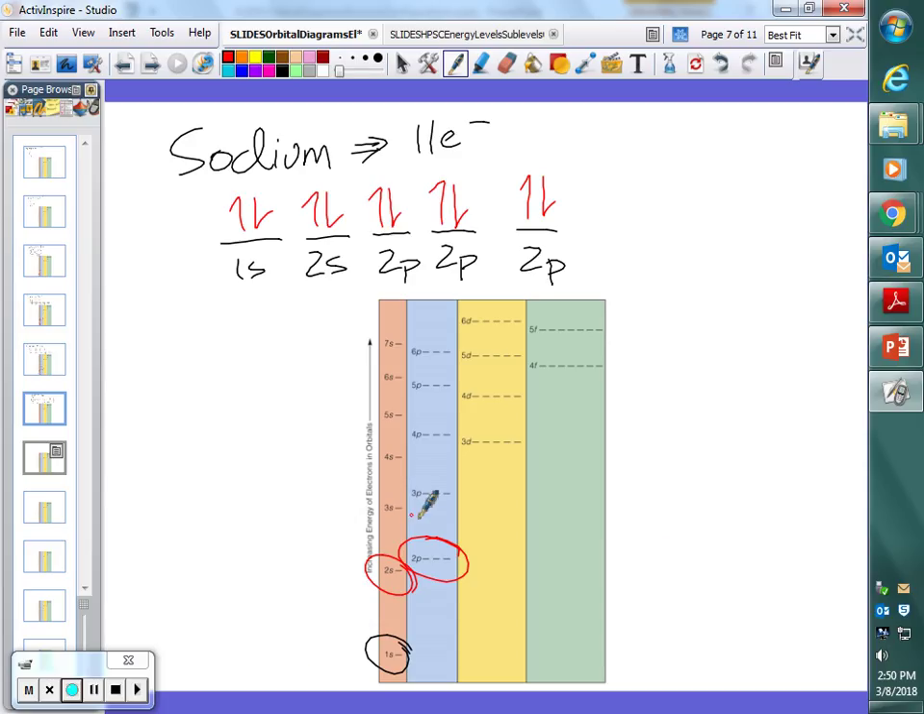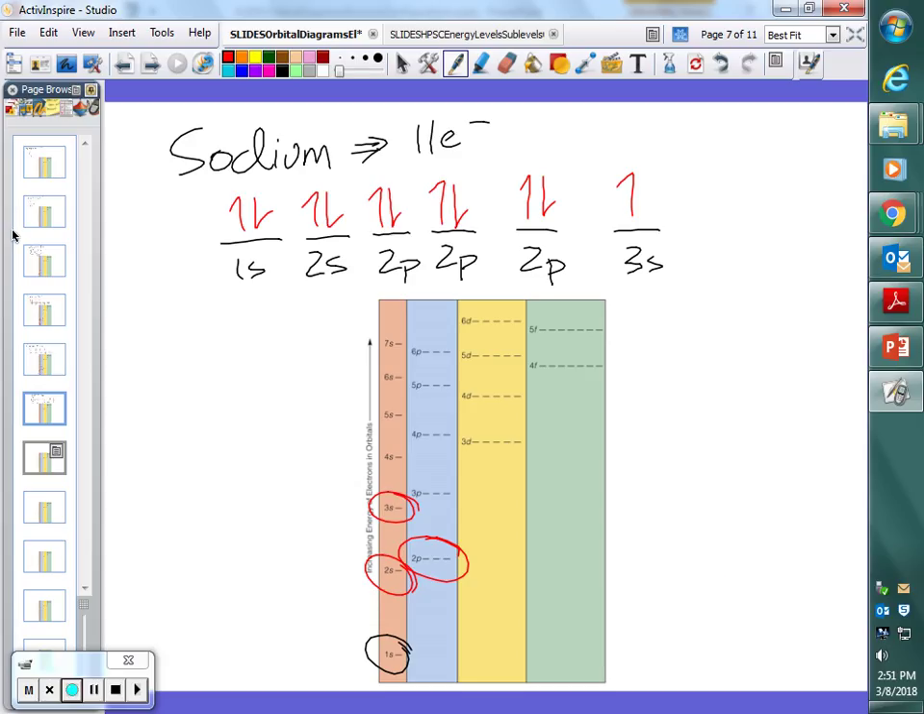The next one up on the list is 3s. How many 3s orbitals are there in this picture? Just one, right? The fact that it's a 3s orbital should tell you what about it? It's a sphere. It's a higher energy level, farther from the nucleus. Edie, how many electrons do we have to put in that? Just one.